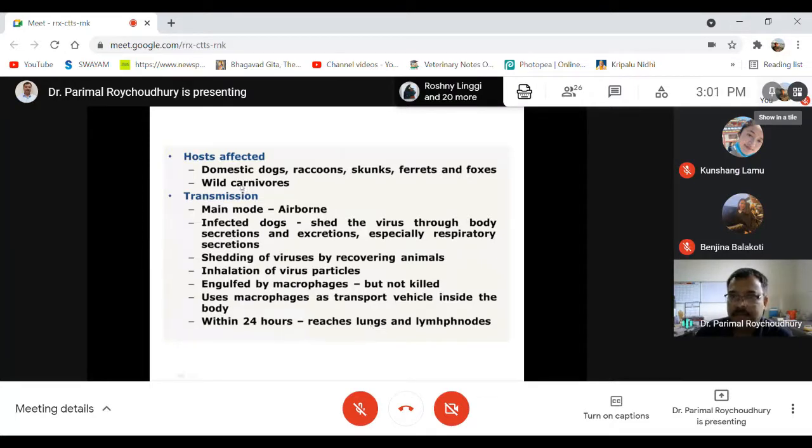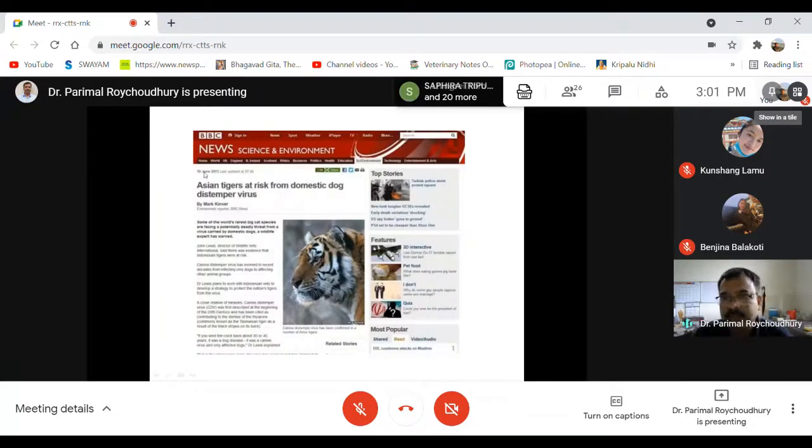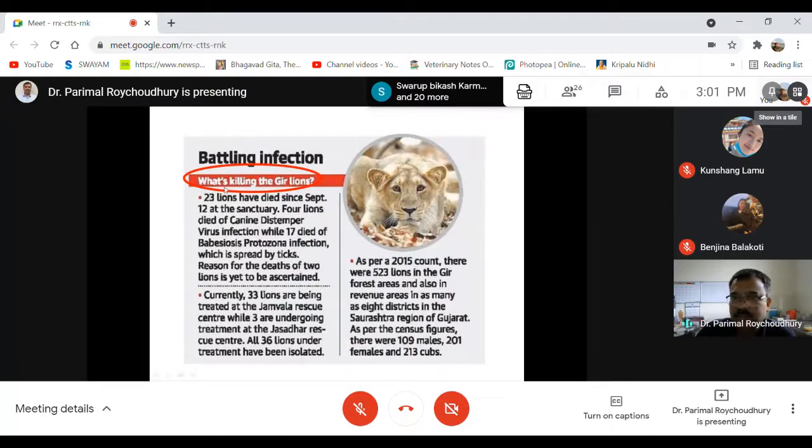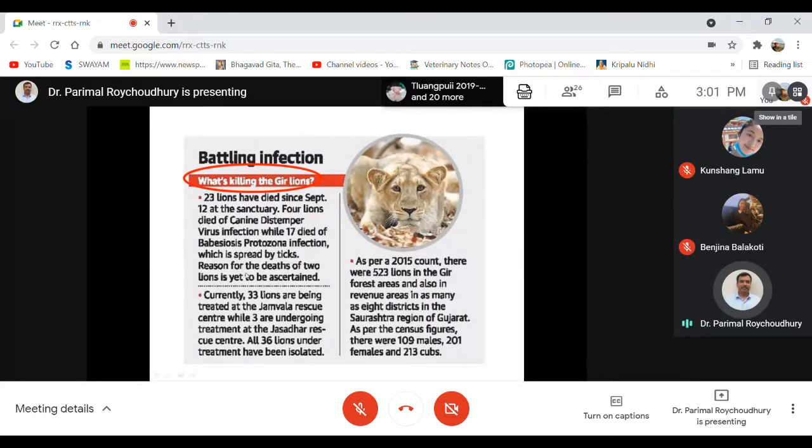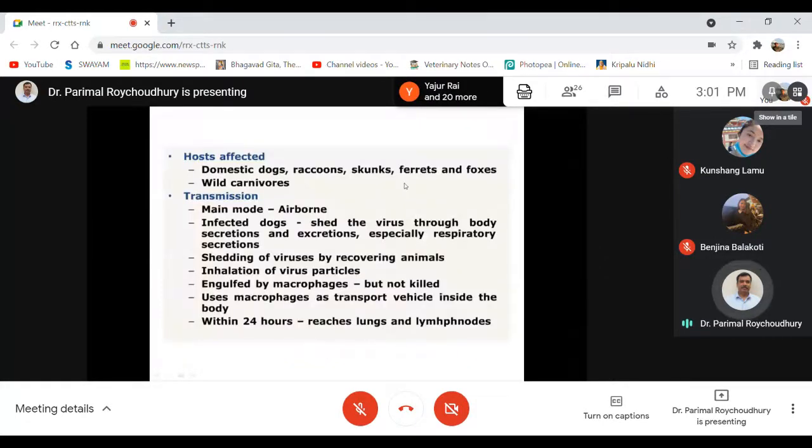If you go through it, you'll find not only the domestic dog but even wildlife are affected. Some slides like this one are from BBC News. This says Asian tigers are at risk from domestic dog distemper virus. So it has really happened, and some confirmed reports are there. Even, like, what is killing lions, it was detected that Paramyxoviridae infection was the cause, and distemper occurred. So not only domestic animals, even wildlife are susceptible to this infection.